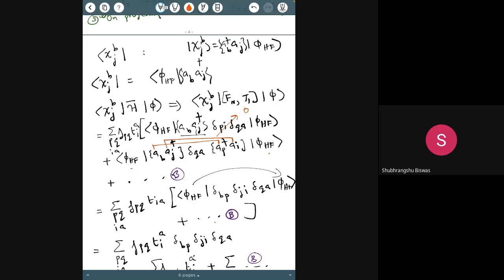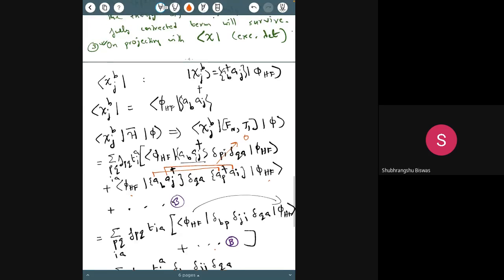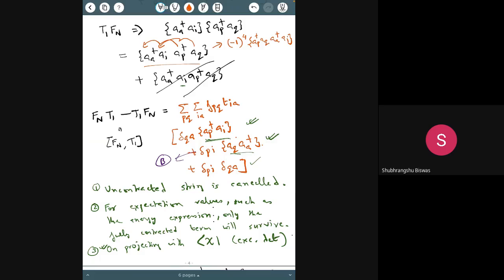Okay. Now, why is it called the equation for that cluster amplitude? That is because the expression that you get from projecting h bar with that excited determinant is used as the updating quantity for that cluster amplitude. I don't know if it's making sense. So because this is a nonlinear coupled equation, you cannot solve it in one go.